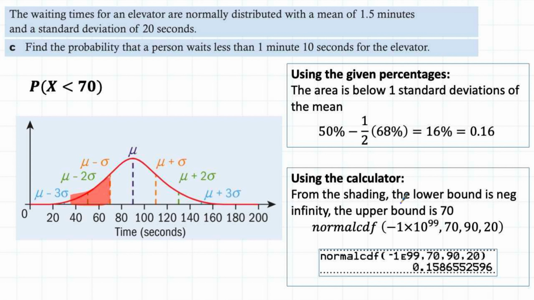And then if I use the calculator, my shading tells me that I'm shading all the way down, so my lower bound is negative infinity. My upper bound is 70. And then with the mean and standard deviation, I get 0.16 also if I round it up.